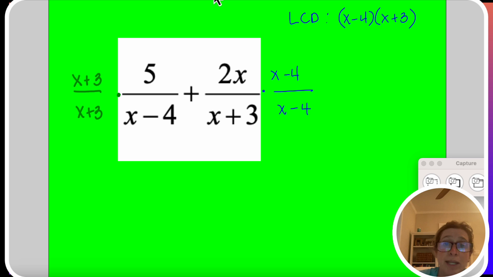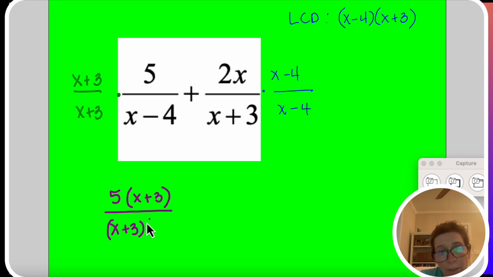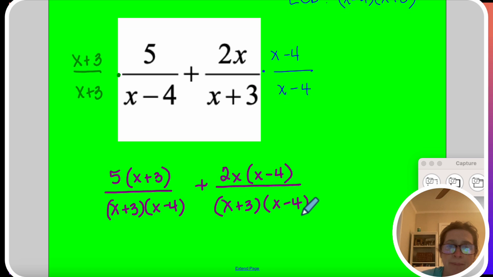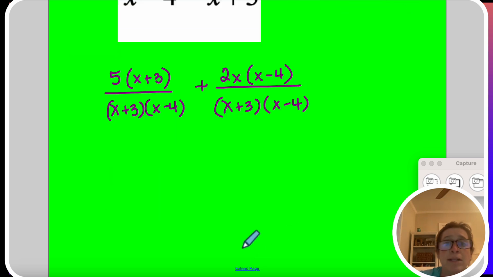All right, I do want to be really careful here. 5 has to get multiplied to that whole numerator, so that's going to be 5 times x plus 3. Leave the bottom in factored form. And then on this side, I have 2x times x minus 4 all over x plus 3 times x minus 4. Okay? All right. Now, the denominators are the same, so I have to first multiply the tops.